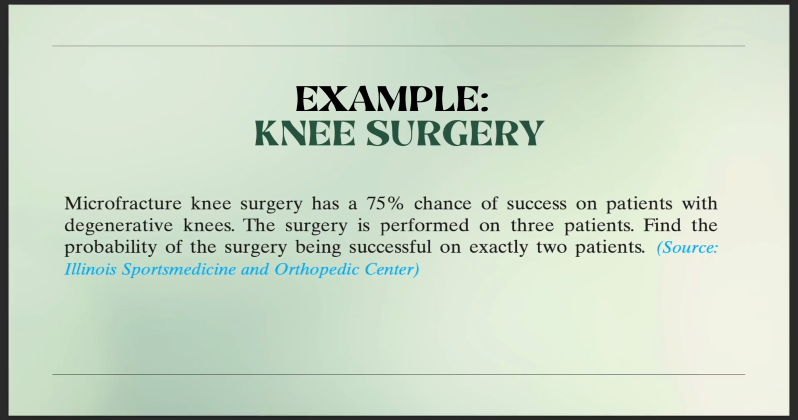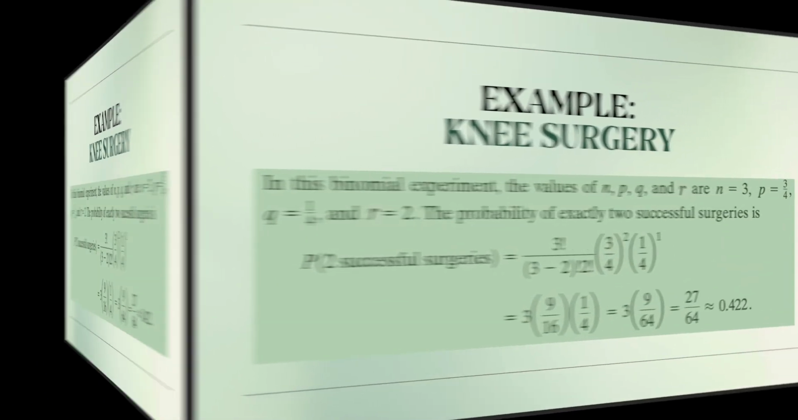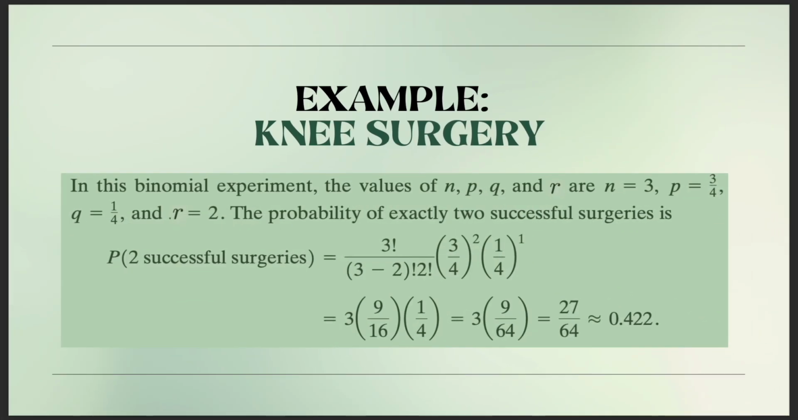First example, knee surgery. Microfracture knee surgery has a 75% chance of success on patients with degenerative knees. This surgery is performed on 3 patients. We want to find the probability that the surgery is successful on exactly 2 of those 3 patients. So what we do is we apply our formula. First, we identify what the different variables are.